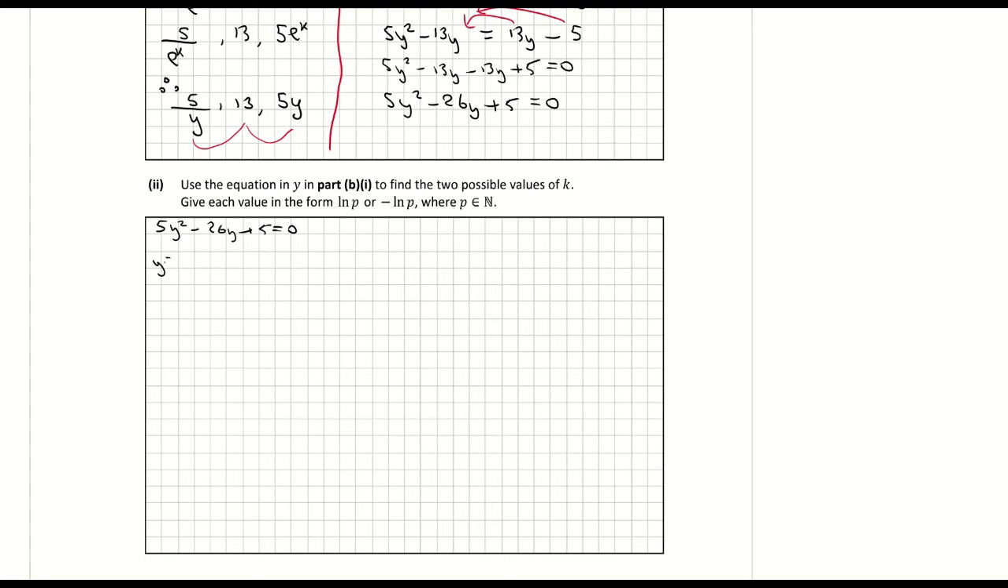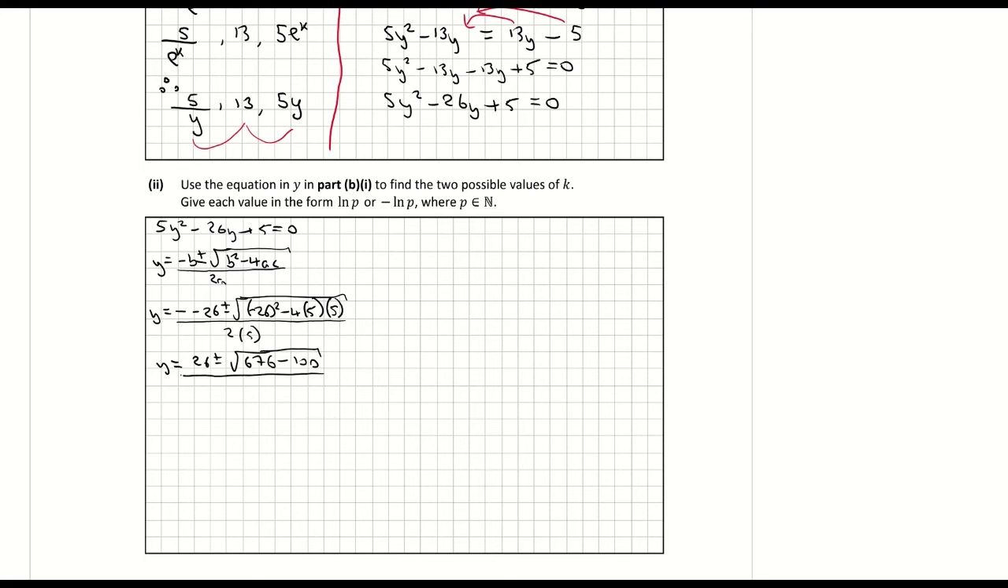So from my log tables, y is equal to minus b plus or minus the square root of b squared minus 4ac all over 2a. And filling that in, my b is negative 26, so minus 26, plus or minus the square root of minus 26 squared, minus 4 times a, which is 5, times c, which is also 5. And that's all over 2a, which is 2 fives. And tidying up a little bit more, I get positive 26 plus or minus the square root of 676 minus 100, all over 2 fives, which is 10.